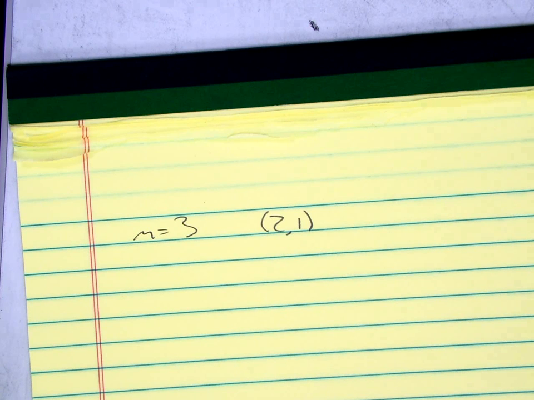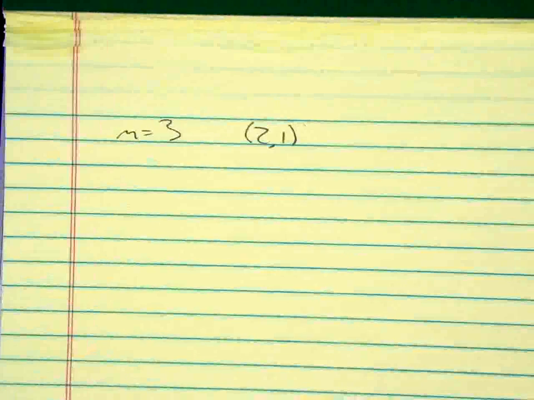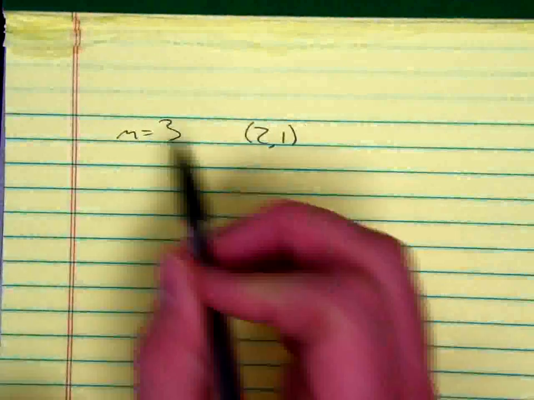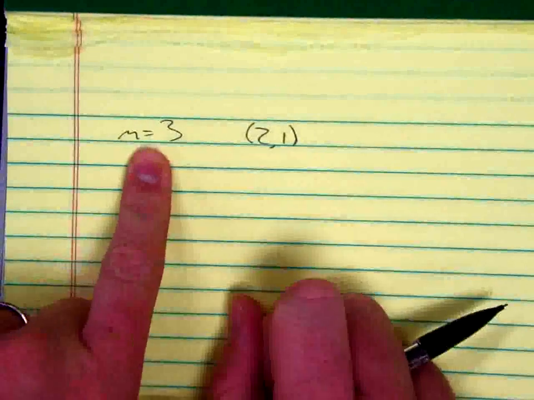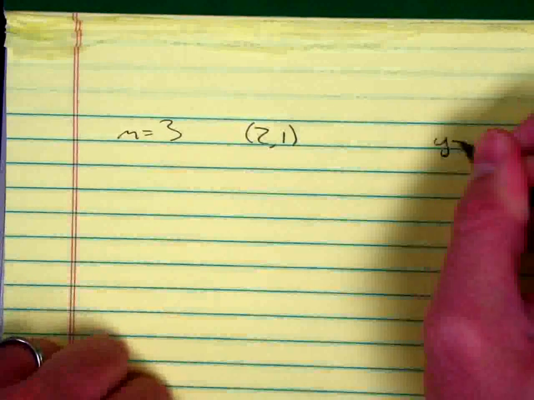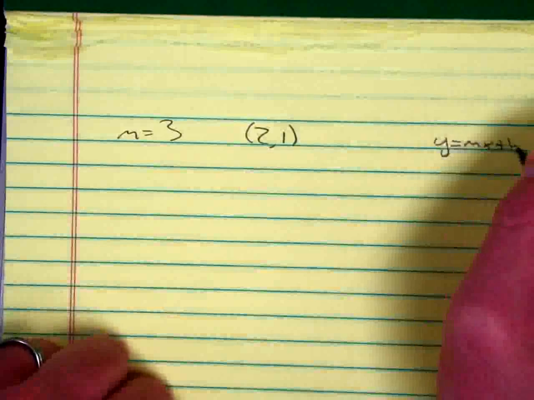Okay, I've got a short video on how to write equations in slope-intercept form when given certain information. What we have in problems that we're going to encounter here is that we're going to be given certain information about a line. Like here we're told that a line has a slope of 3 and it passes through the point (2, 1). And I want to write the equation in slope-intercept form.